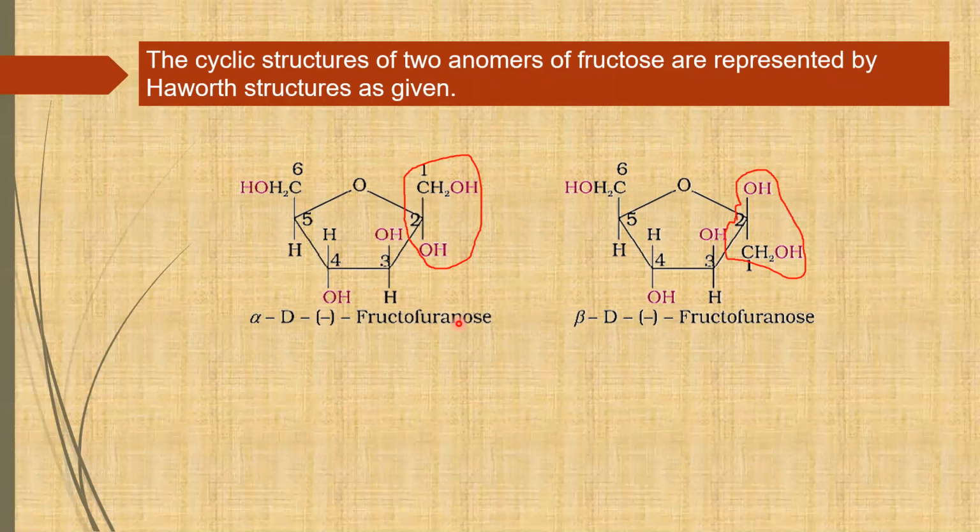The cyclic structures of the 2 anomers of fructose are represented by the Haworth structure given as follows. Now, what are anomers? Anomers have the same molecular formula and differ only in the position of the functional group, so they are called anomers.